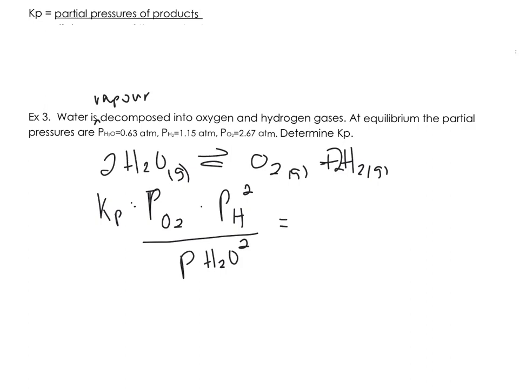So Kp is going to be equal to 2.67 times 1.15 squared over 0.63 squared. So this is equal to 8.9. So our equilibrium lies to the right with our products because this number is greater than 1. So that means there's more products than reactants.